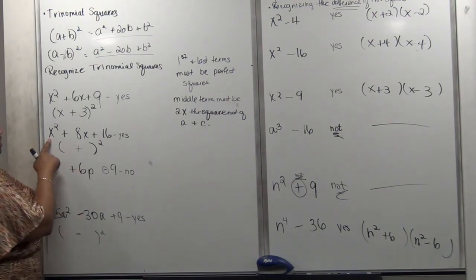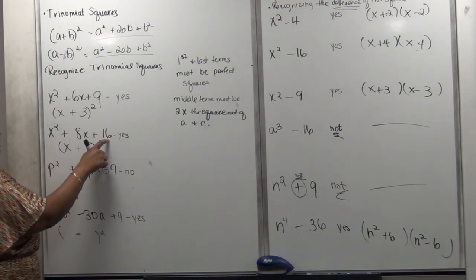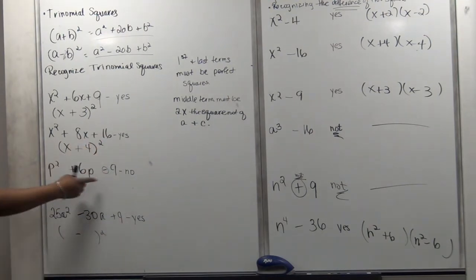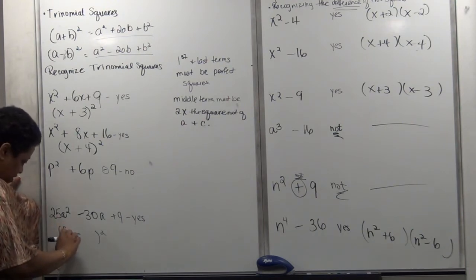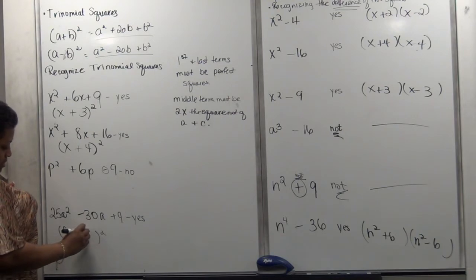Square root of x is? X. Square root of this is? 4. Okay, this is a no. Square root of 25 is? 5. That's going to be 5a. Oh, that's an A. 3. And square root of 9 is? 3. That's it.